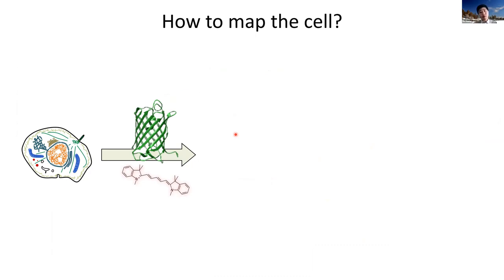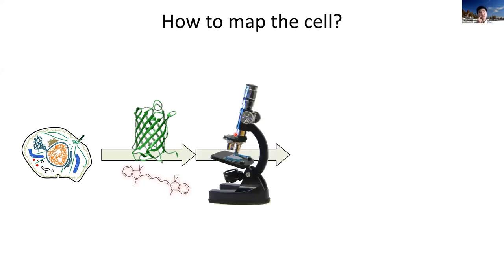There can be two general approaches. For a fixed sample, you can just use specific binders like antibodies or FISH probes to bring in an organic dye. For a live sample, the most common approach is to use a genetically encodable tag like a GFP. Then with a labeled cell, you put it on the microscope, take the image, and send it to a computer.